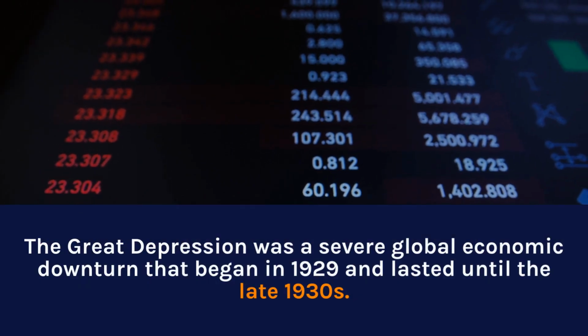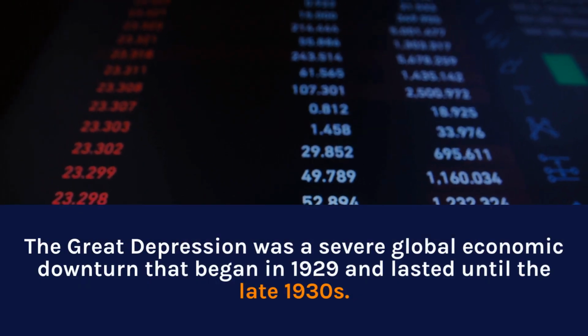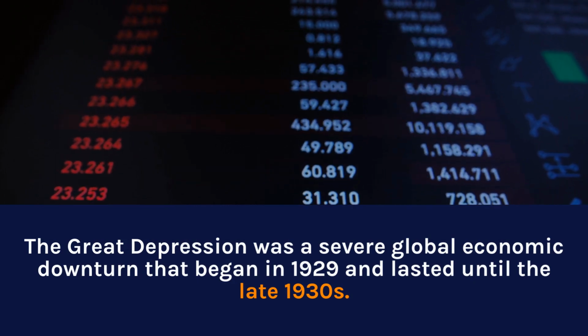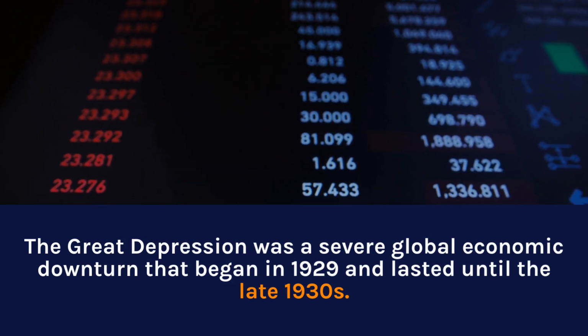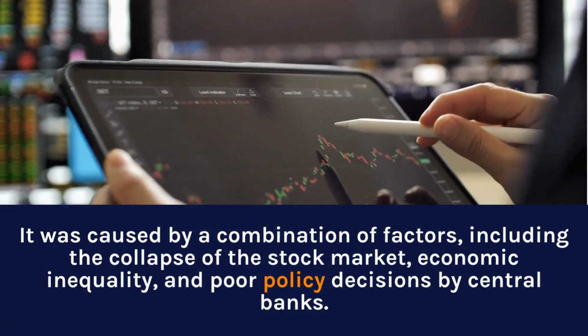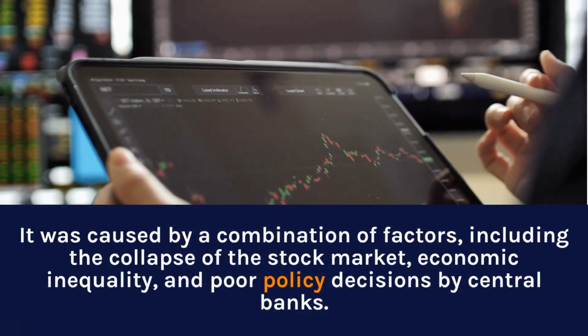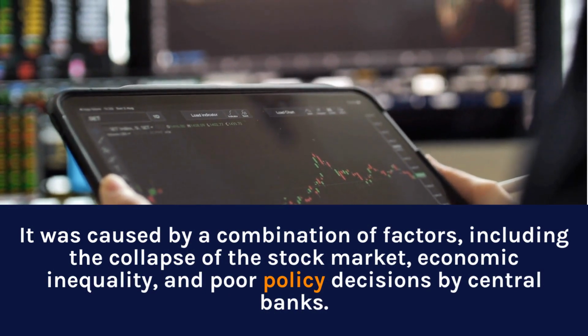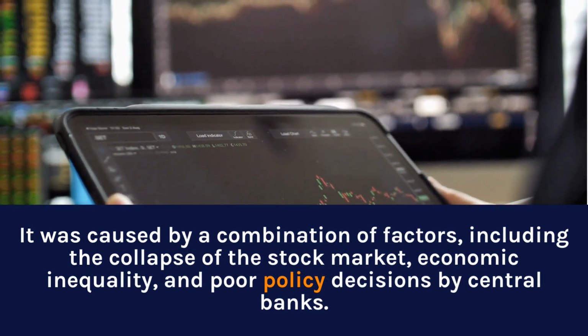The Great Depression was a severe global economic downturn that began in 1929 and lasted until the late 1930s. It was caused by a combination of factors, including the collapse of the stock market, economic inequality, and poor policy decisions by central banks.